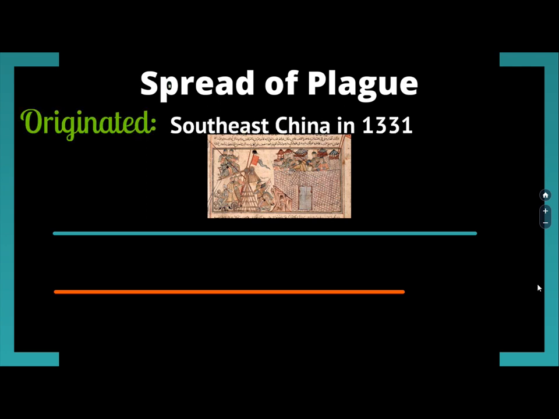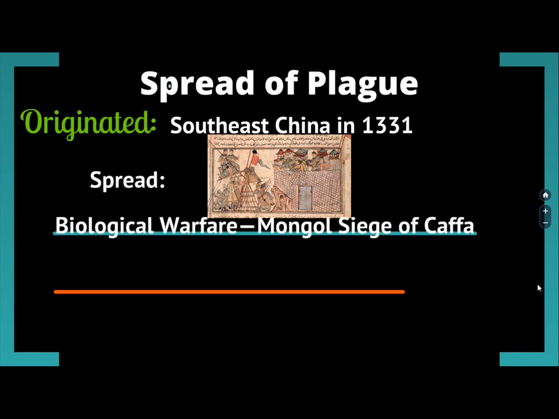Originally, the plague started in southeast China in 1331. It was then spread by the Mongols as biological warfare. They were trying to siege Kaffa. What they did is they took the dead bodies of plague victims and hurled them over the city walls. Then, people touched the bodies to move them out of the way. They contracted the disease and then it spread.